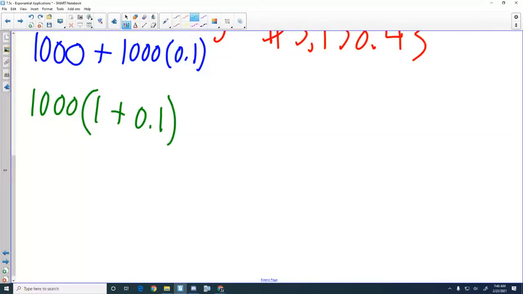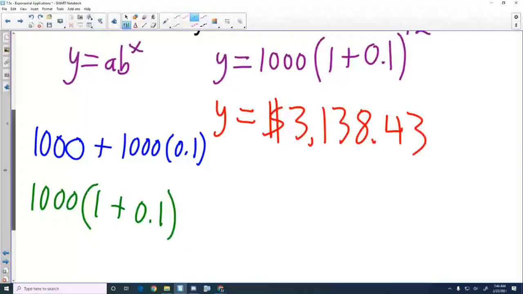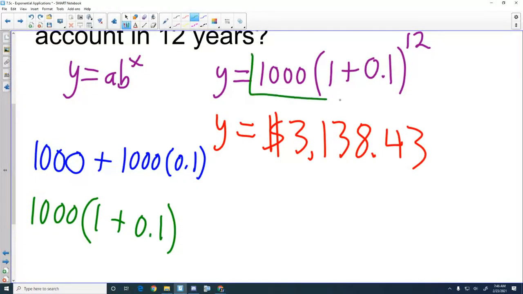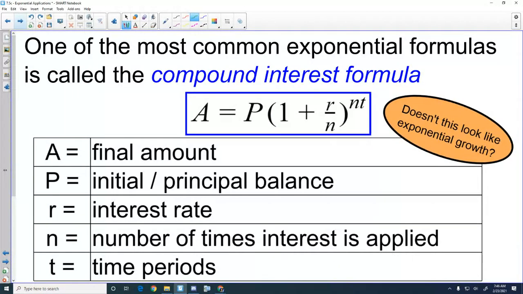Does that look familiar to you? 1,000 times parentheses 1 plus 0.1. Look at this. That's how that formula was created. That's what it's derived from. And the exponent is just because you're going to repeat this over and over again. You're taking 10% of what you had the previous iteration. It's going to just keep on growing that way. Pretty cool, right? Now, today we're going to talk about something called compound interest.